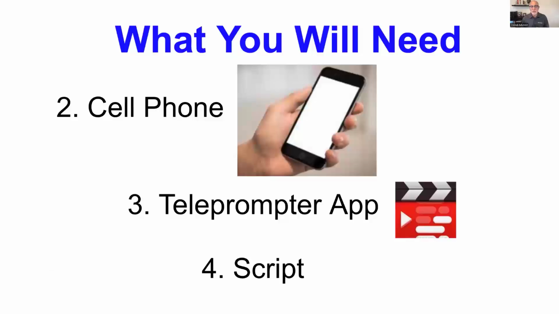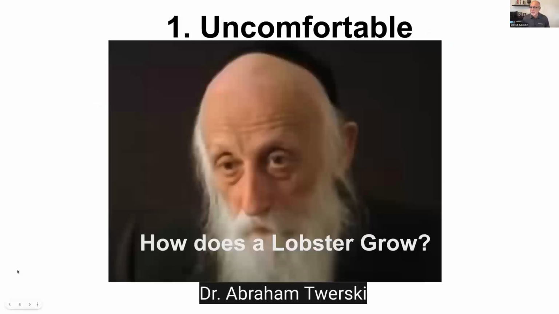Okay, what will you need? Well, wait a minute, David, wait a minute. You're starting with number 2. What's that all about? It's on purpose. I'll get to number 1 in a moment. But first, number 2, you'll need a cell phone. You'll need, again, the Teleprompter app. And you'll need a script. What is the number 1? You need to be uncomfortable.